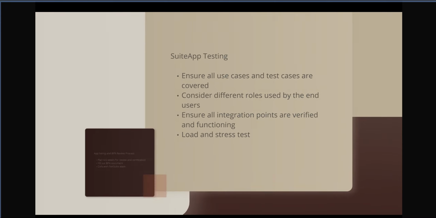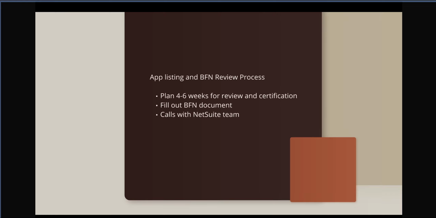Okay. So once the scripting and testing parts are done, the next stage that we are going to talk about is the listing process and the review process for the Suite app. Again, as discussed earlier, the certification process for Suite apps could be a little challenging and also time consuming. So it is suggested that we plan anywhere between 4 to 6 weeks for this review and certification process. We need to make sure this time frame is built into your plan while developing the Suite app.